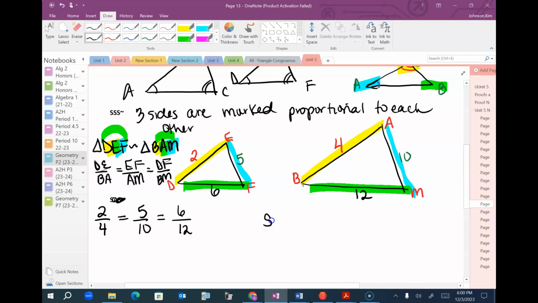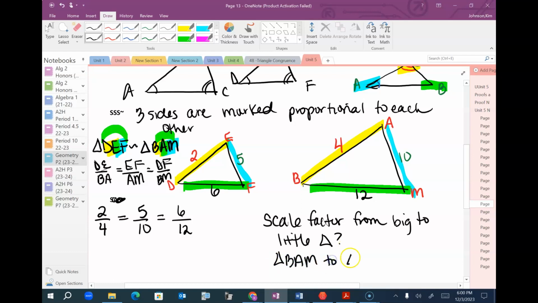Okay, and we can look at that and say, what's the scale factor from big to little, from triangle BAM to triangle DEF? Since the smaller one is half the size, the scale factor is 1/2. So big to little.